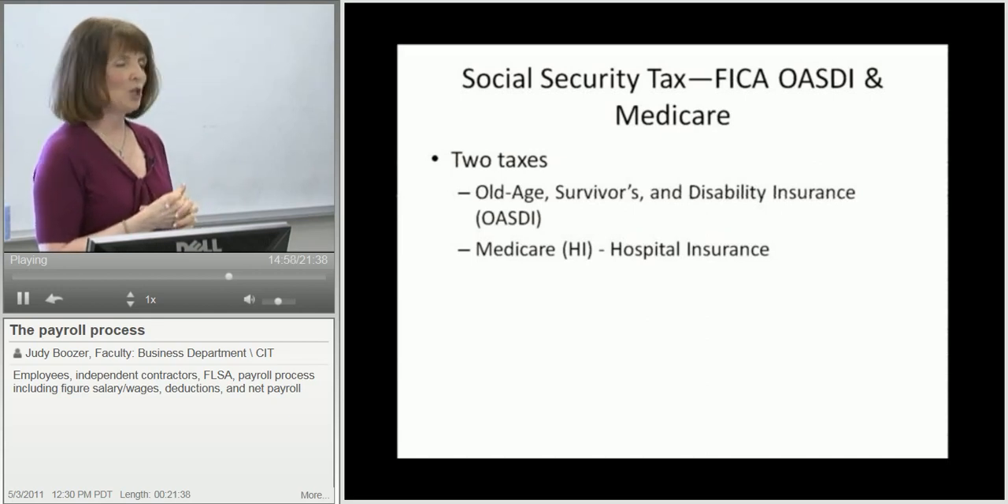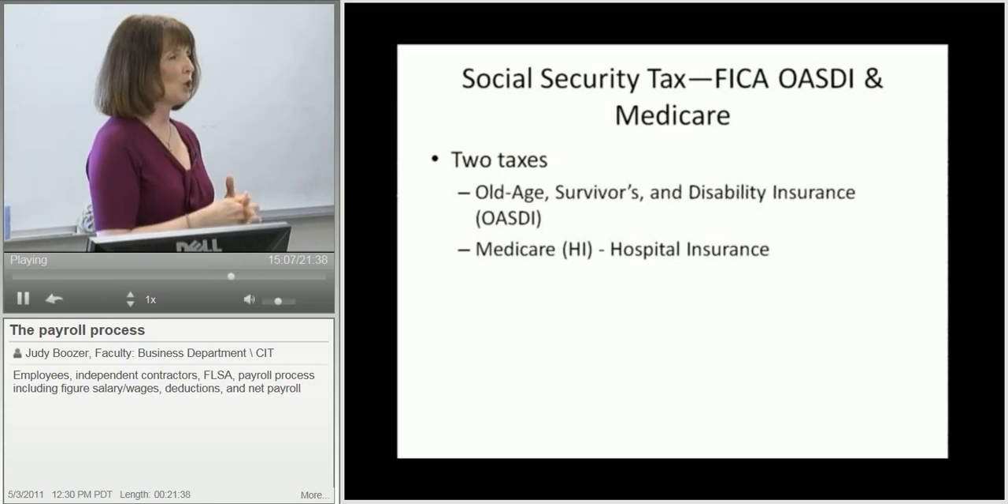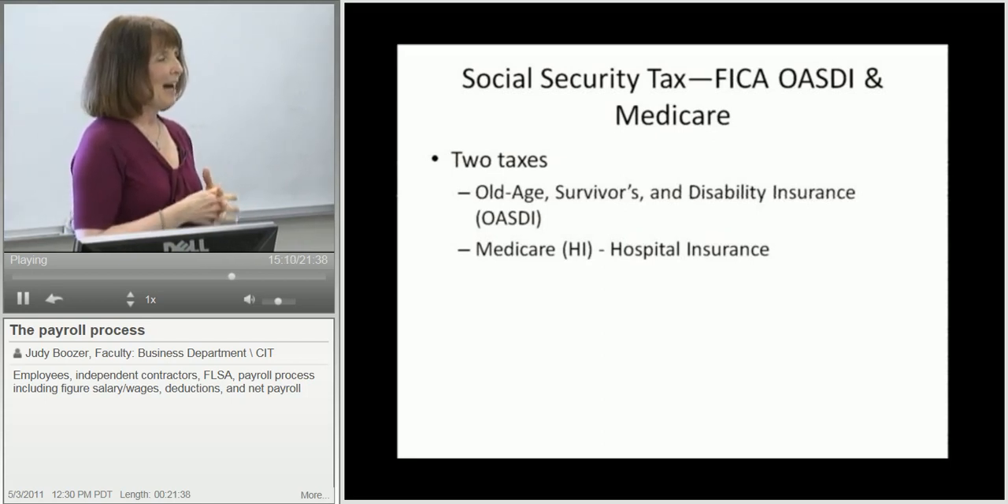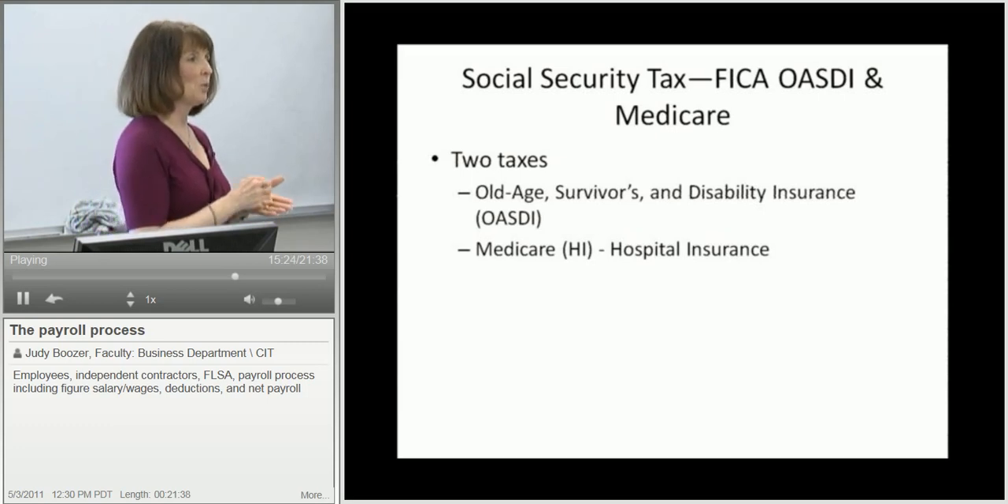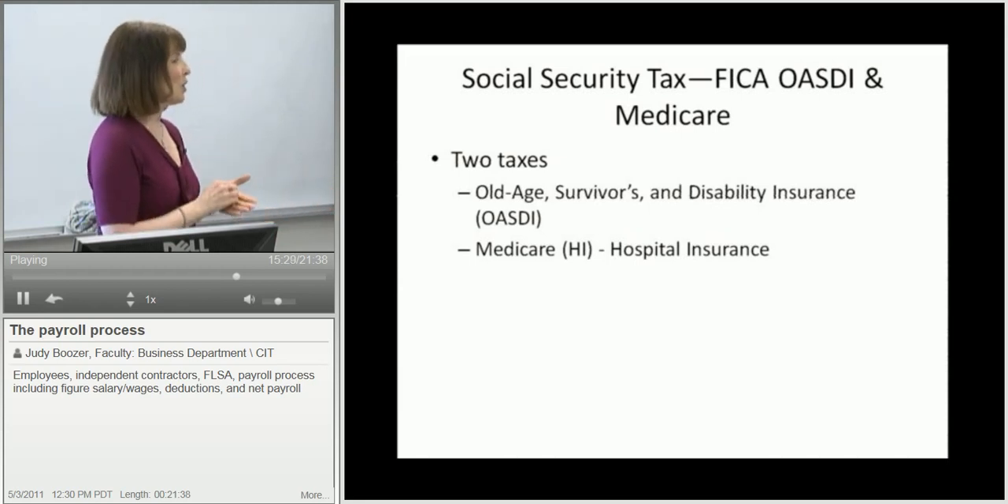OASDI is Old Age Survivors and Disability Insurance, and it's based on a percentage of what you earn. Now, I have to tell you that some information in your book is not up to date. So for the purposes of your assignments, you're going to follow the rates given in your book. But I'm also going to give you some information regarding what is current. So for example, for Social Security tax, or OASDI, we have to pay how much out of our paycheck? What rate? Anybody know?